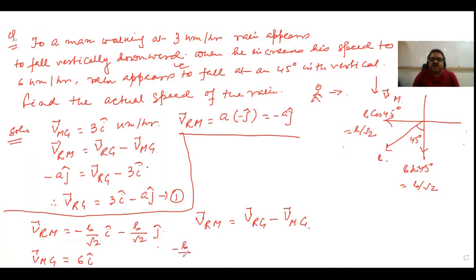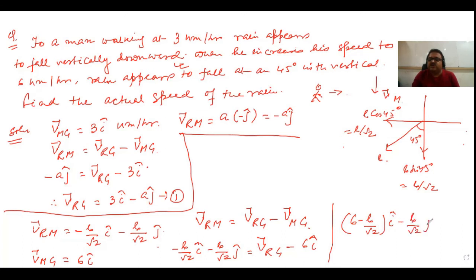This is minus b by root 2 i cap minus b by root 2 j cap. What is the velocity of the rain with respect to the ground? I don't know this, so I need to find it out. So keep it as it is. The velocity of the man with respect to the ground is 6 i cap. Now I'm just simplifying the results. If I take this to that side, it will be 6 minus b by root 2 i cap minus b by root 2 j cap, and this is the velocity of the rain with respect to the ground.